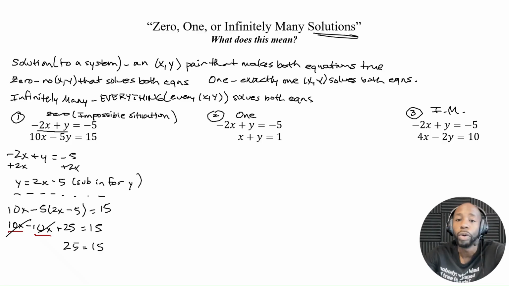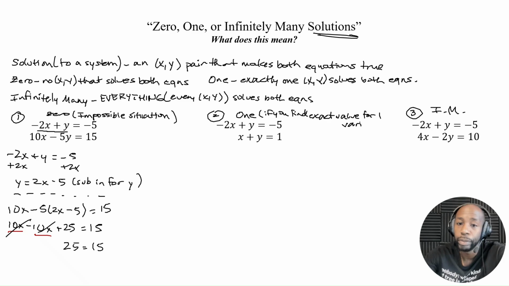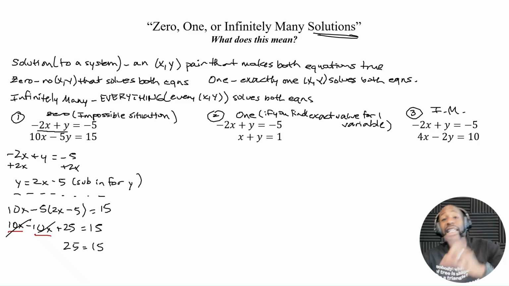Now let's go to the next one. Whenever you have a system that has exactly one solution, you should be able to find an exact value for one variable. In other words, if you get an exact value for x or y, it doesn't matter which one, then you know your system has only one solution. Okay.